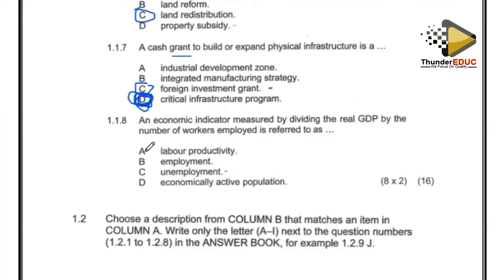Okay, right. So now let's move on to 1.1.8. 1.1.8 reads as follows: An economic indicator measured by dividing the real GDP by the number of workers employed is referred to as labor productivity. Okay, right. So now moving on to the next question.